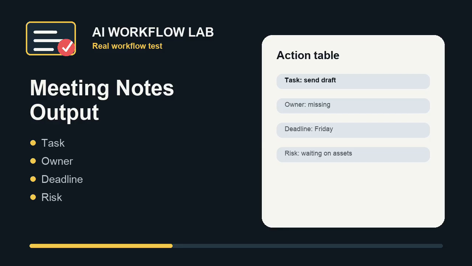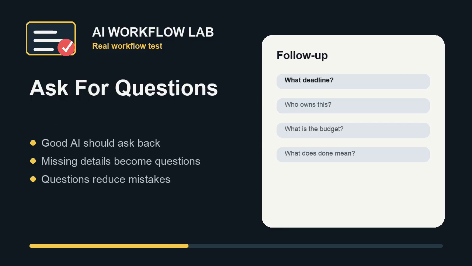Another strong move is to ask ChatGPT to give you follow-up questions before it writes the final answer. For example, before you draft the plan, ask me up to 5 questions that would improve the result. This is useful because a good assistant should not just produce words. It should notice what is missing.